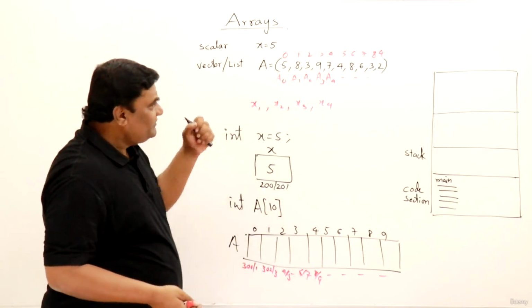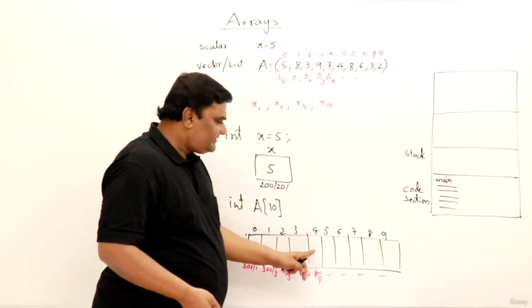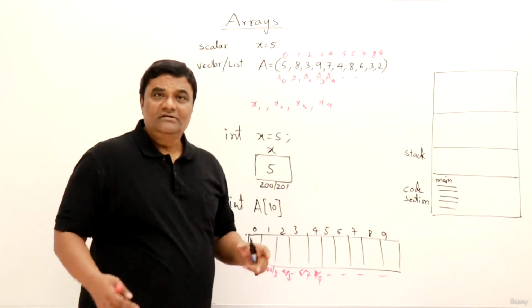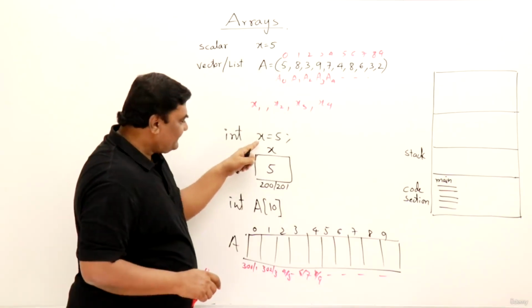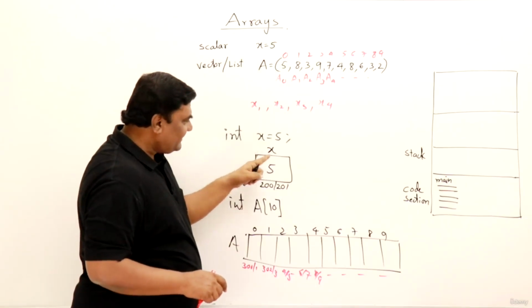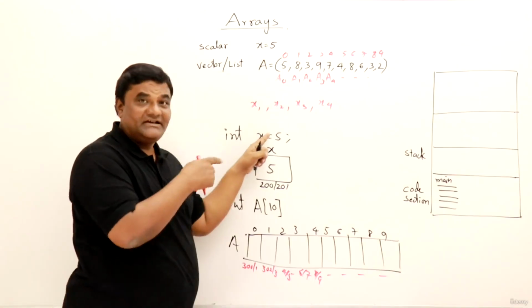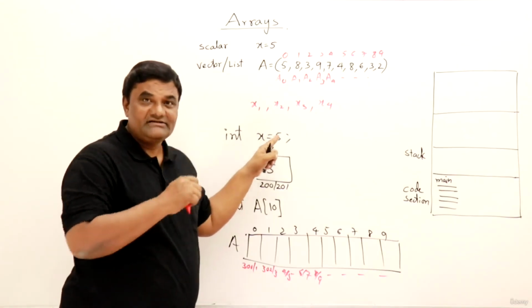Now I want to store those elements. Yes, you can store all those elements one by one in all these locations. Now how to store them? Let us see. Suppose here in X, when I want to create X and I want to assign 5, that time only I have initialized. We are familiar with initialization.